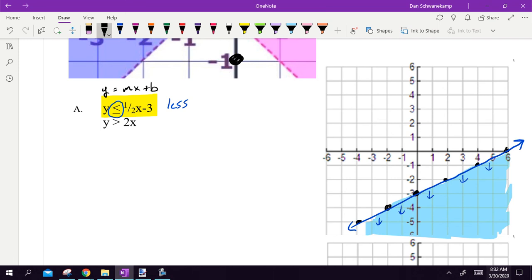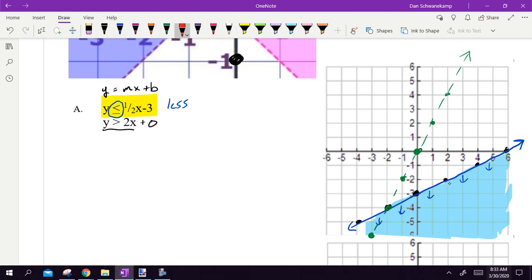So my second one is y is greater than 2x. So if I'm graphing y is greater than 2x, it's plus 0. So my y-intercept is 0. My slope is 2, so I'm going up 2 over 1, up 2 over 1, down 2, left 1, down 2, left 1, and so on. It is not underlined. So since it is not underlined, I do not want to include these values, and so I'm going to make this a dashed line.